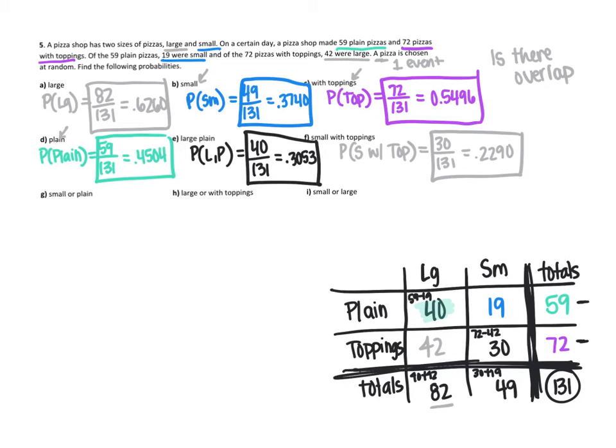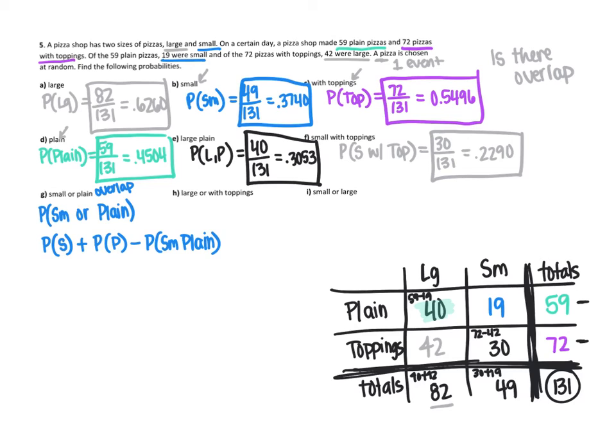All right, so G is asking plain or small, or plain. So here we have two things happening. We want to know the probability of picking a small or a plain. So I have to think to myself, is there overlap? Could I have a small plain pizza? Yes, I can, so there is overlap. So I'm going to have to use the addition rule that takes that into account. I'm going to break this into the probability of small, or means add, the probability of plain, but then I have to subtract out the probability of being small and plain.